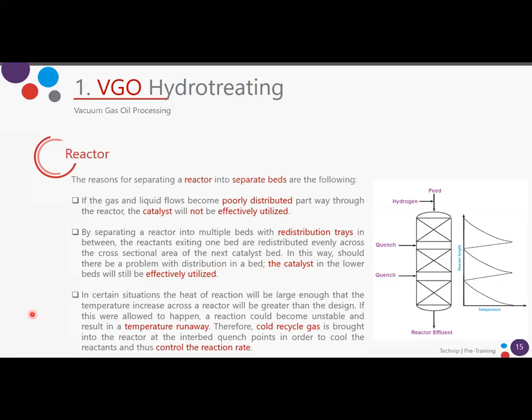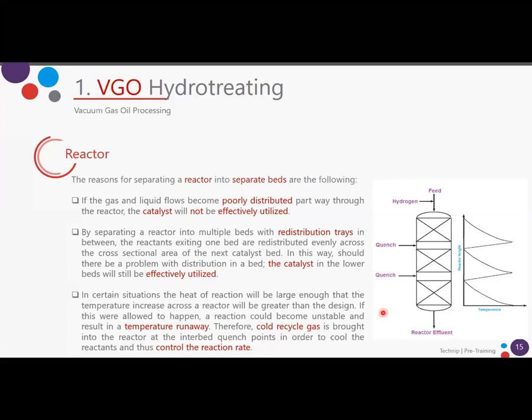So here we also have these quenches. In certain situations, the heat of reaction, as we saw in the safety moment, will be large enough that the temperature increase across a reactor will be greater than the design. If this were allowed to happen, a reaction could become unstable and result in a temperature runaway. Therefore, cold recycled gas is brought into the reactor at the interbed quench point in order to cool the reactant and control the reaction rate.